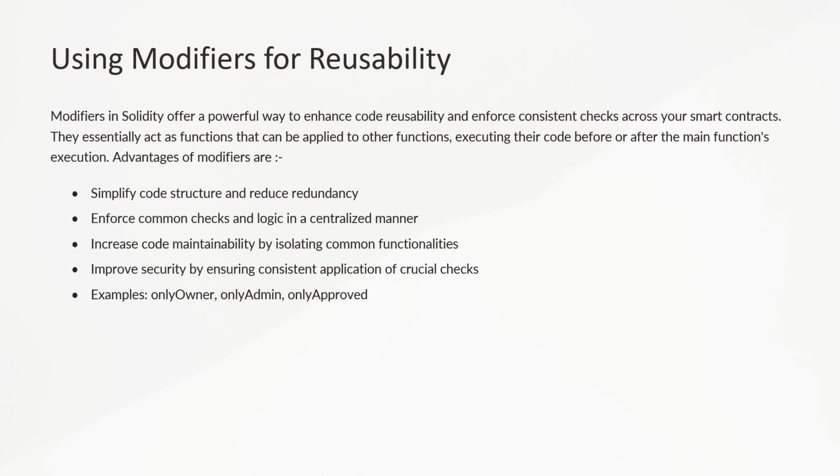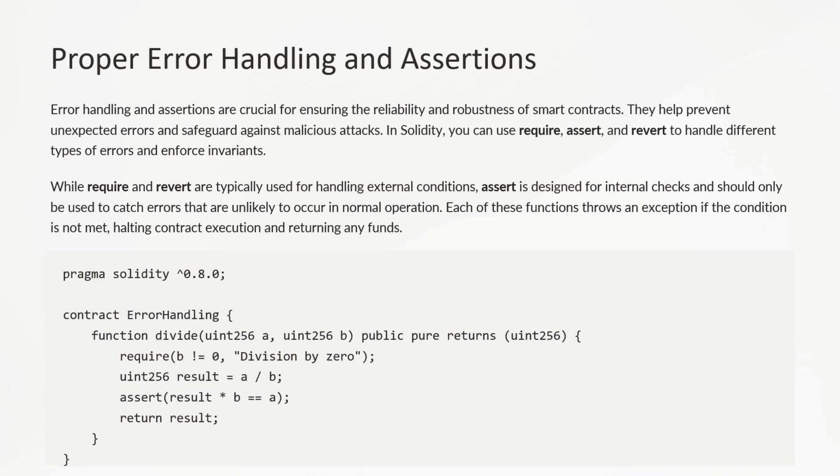Error handling and assertions are crucial for ensuring the reliability and robustness of smart contracts. They help prevent unexpected errors and safeguard against malicious attacks. In Solidity, you can use require, assert, and revert to handle different types of errors and enforce invariants. While require and revert are typically used for handling external conditions, assert is designed for internal checks and should only be used to catch errors that are unlikely to occur in normal operation. Each of these functions throws an exception if the condition is not met, halting contract execution and returning any funds.